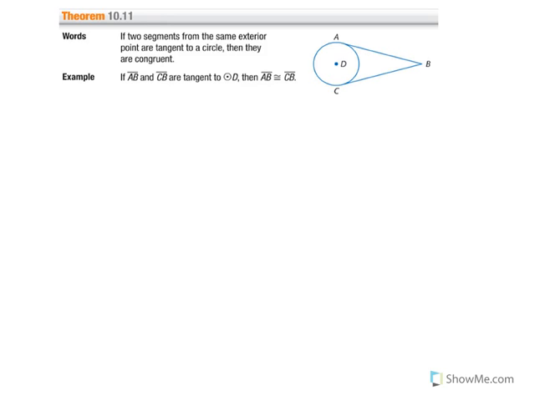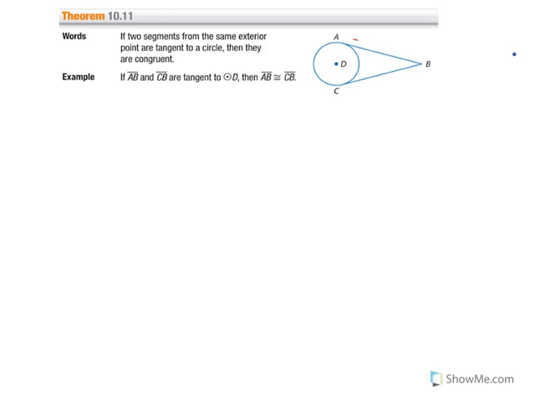Theorem 10.11 says, if two segments from the same exterior point are tangent to the circle, then they are congruent. Now, I like to call this one the ice cream cone, because if you look, it looks like an ice cream cone. Oh, that was terrible tracing on my end, but it does look like an ice cream cone. We have our scoop of ice cream and our cone. So I tend to call this one the ice cream cone. If we were in class, it may actually be funny. But of course, this is me trying to be funny and failing.